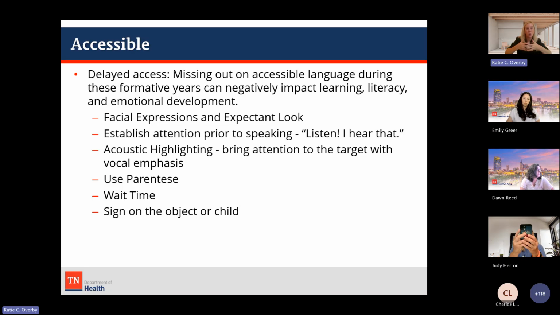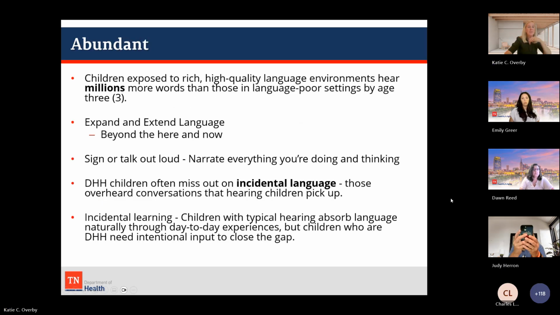Their worlds are small, but the littler they are, and sometimes they need to be brought into that. So we have accessible language, and we want to have abundant language. And we want the language to be high quality. We love quantity, but the quality is what matters. Kids that have that exposure are exposed to millions more words than kids who don't have language. And we know that the quality language directly impacts their ability to read and build their literacy skills later on.